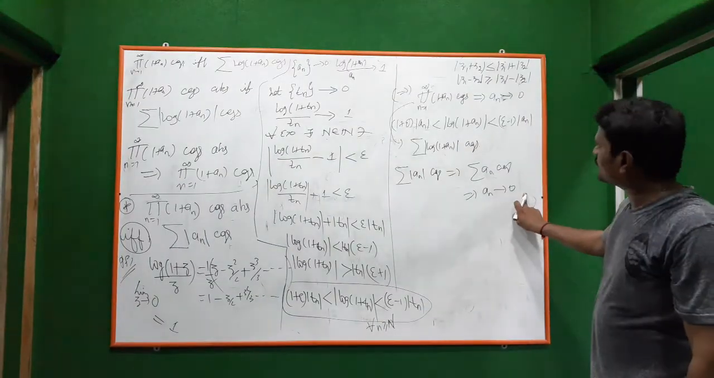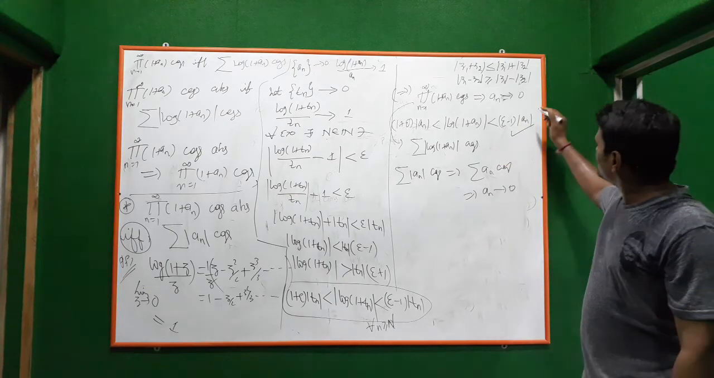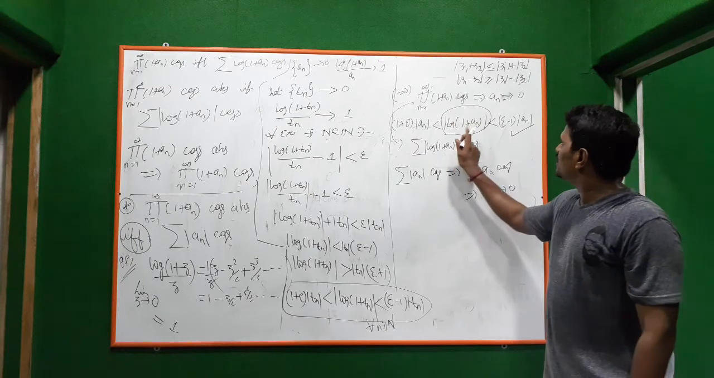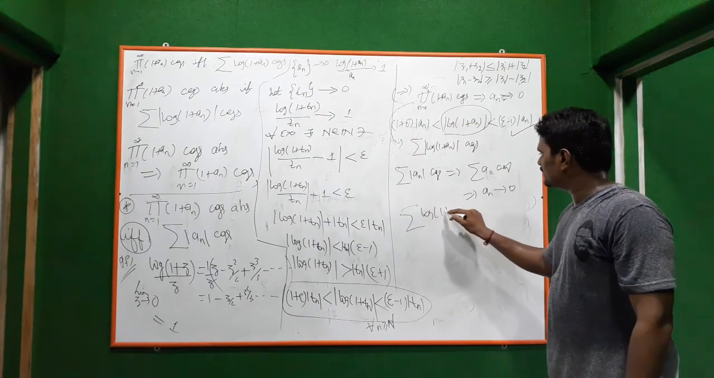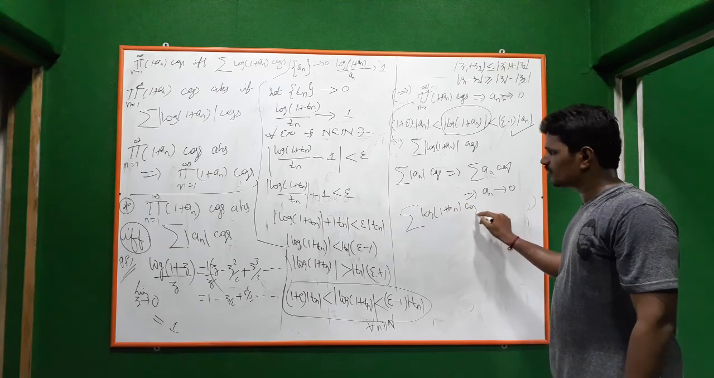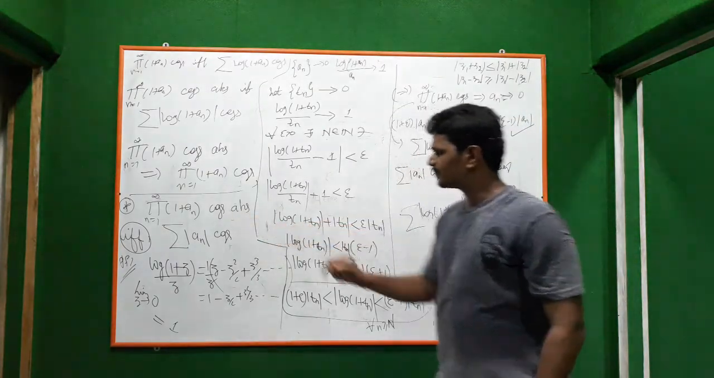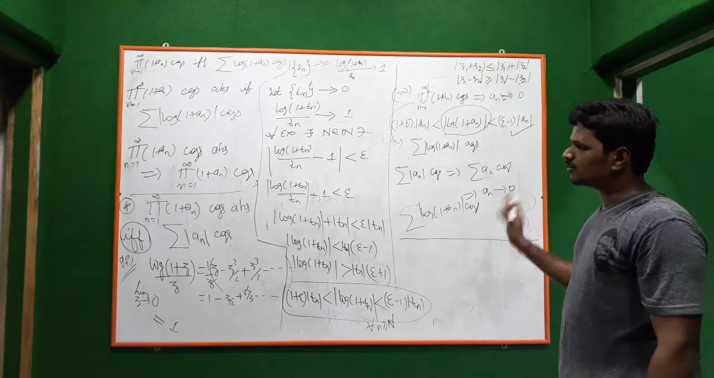So since here also a_n converges to 0, this will be satisfied. Again, use the comparison test with this and prove that this converges. This will be there. So summation log 1 plus a_n will converge. So modulus of this converges. That means this will converge absolutely. Okay, so this is all there. So go through till here.